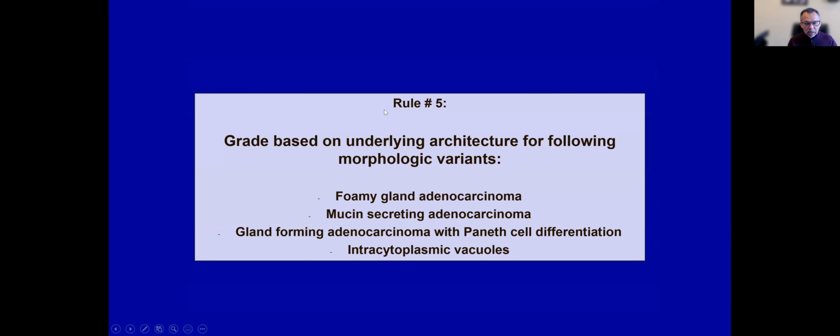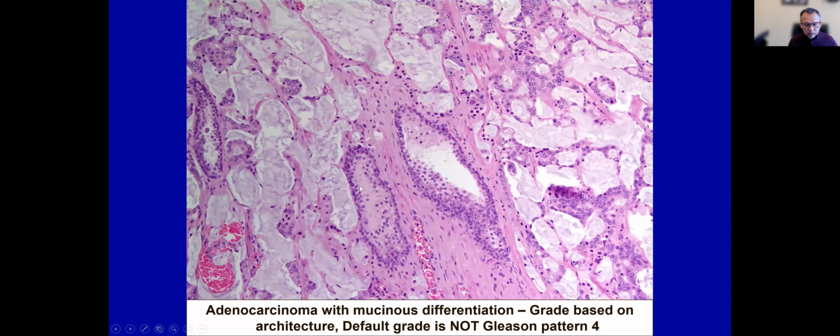Now, our rule number 5 is that grade based on underlying architecture for the following morphological variants: foamy gland adenocarcinoma, mucin secreting adenocarcinoma, gland forming adenocarcinoma with Paneth cell differentiation, and intracytoplasmic vacuoles. So in any of these morphological patterns, you have to use the underlying architecture to determine the grade of the tumor. Let's see some examples.